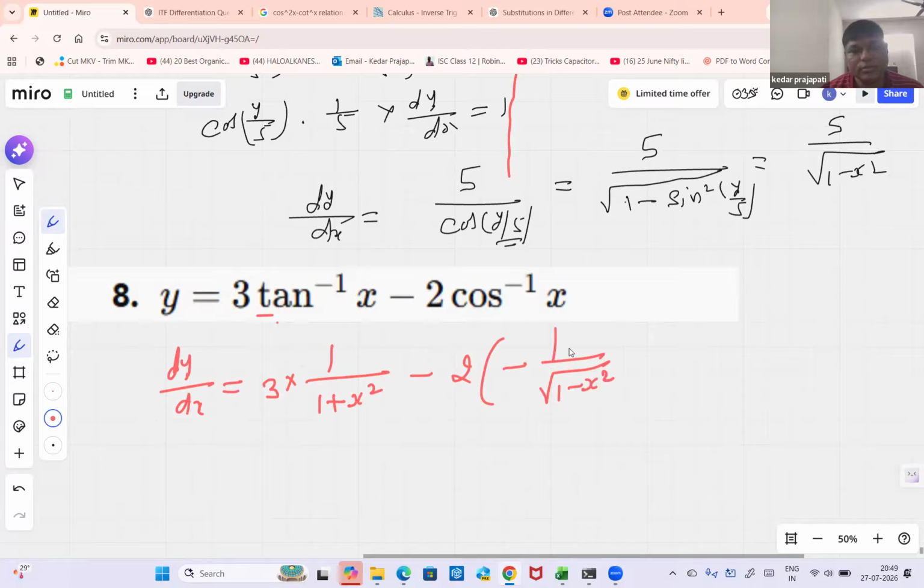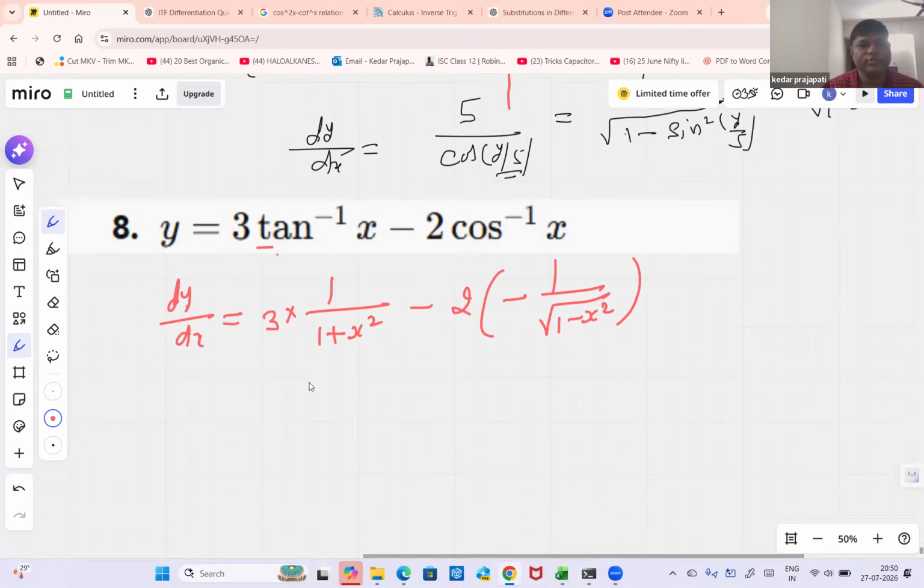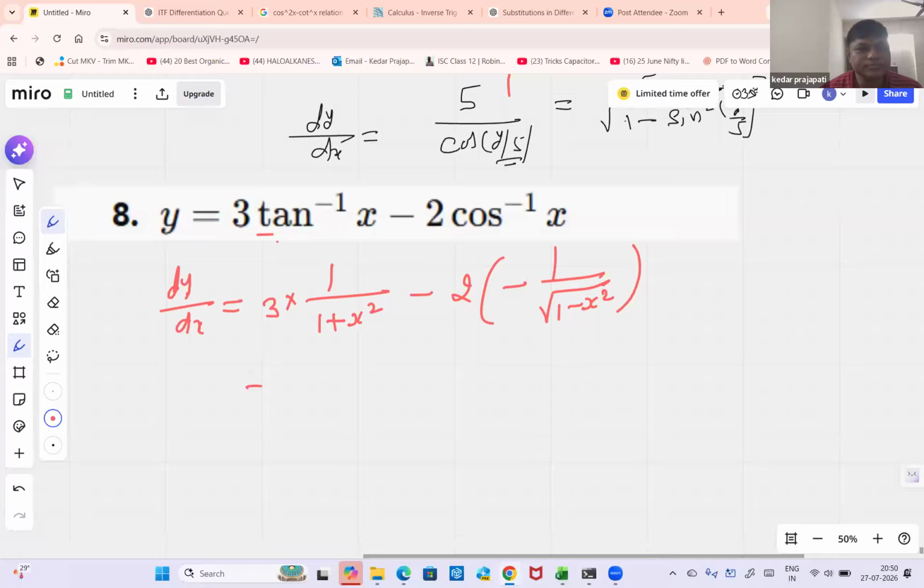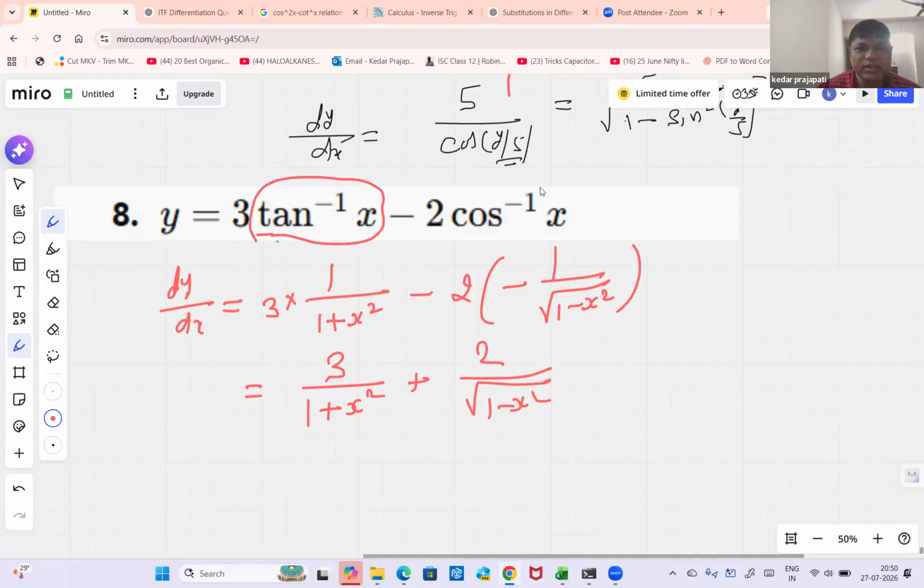But this is not our answer. Next step will be our answer. So 3 by 1 plus x square. Minus minus plus. Okay. In this kind of question, if you are forgetting the rule, then treat this as y, then again y, and differentiate separately, and then do. Okay. Clear? Yes, sir.